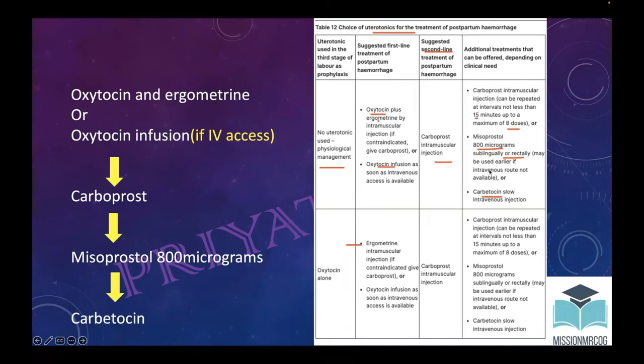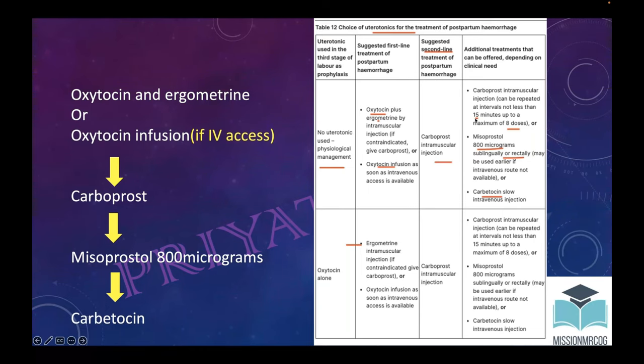So if the patient has PPH and the patient was on physiological management, what will you do? Syntometrin first, and if IV access is there, then oxytocin infusion. Second line will be carboprost. Carboprost, this we already know. Maximum 8 doses, given intramuscularly every 15 minutes.